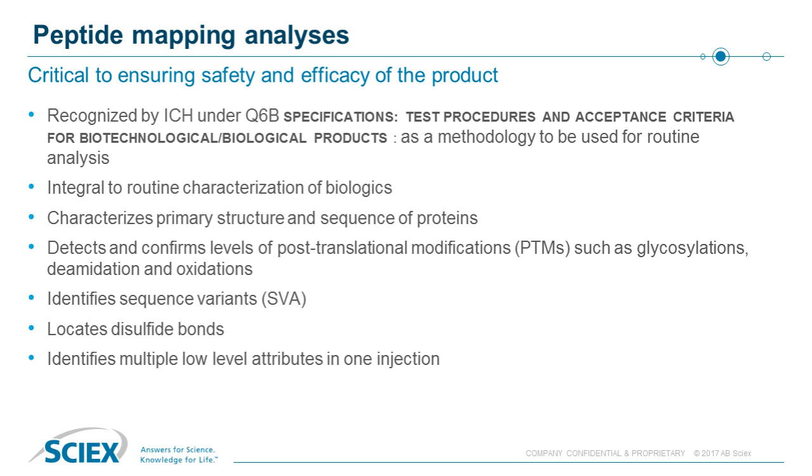So one way to monitor them is through the use of peptide mapping of the biologic. Peptide mapping has been recognized by the ICH under Q6B guidelines as a methodology to be used for routine analysis. Well, why is that? It's considered to be vital for biologics because it can confirm primary sequence and structure of proteins. It is also able to confirm post-translational modifications such as glycosylations and oxidations and deamidations, and it can identify sequence variants and disulfide bond locations. And all the while it's doing this, it may also identify any of these at low level and all with one injection.